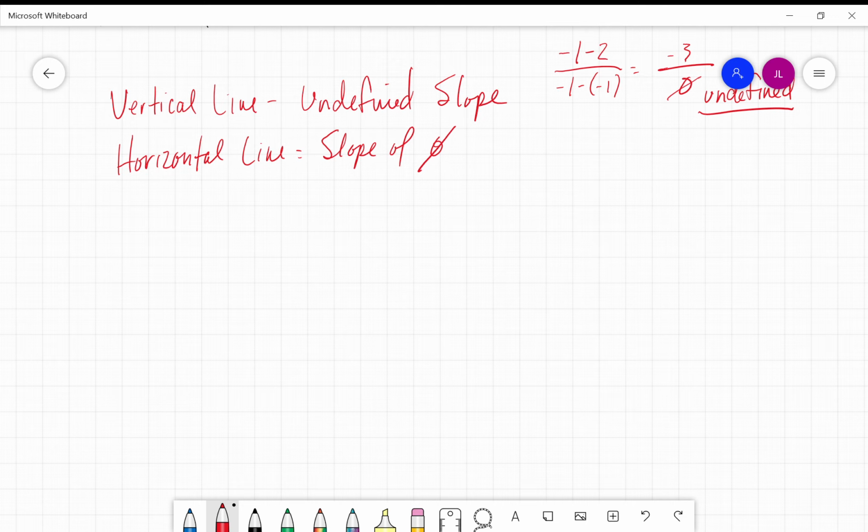And if we think about this, it should kind of make sense, because we're looking at rise over run for a slope. So vertical line, how far does it rise? It rises infinitely, but it doesn't run anywhere. And a horizontal line doesn't rise at all, but it runs anywhere. So in these cases, a vertical line is an undefined slope, a horizontal line is a slope of 0.